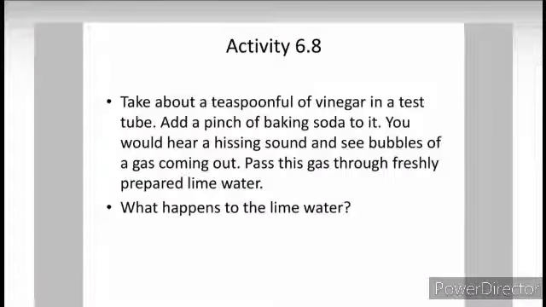Take about a teaspoonful of vinegar in a test tube. In the test tube we have to take vinegar, and we have to add a pinch of baking soda to it. Now what will happen? We will hear a hissing sound, but that also we have to listen to very carefully, and we'll see bubbles of a gas coming out. Now what we will do, we will pass this gas through freshly prepared lime water. Now what is happening to the lime water?